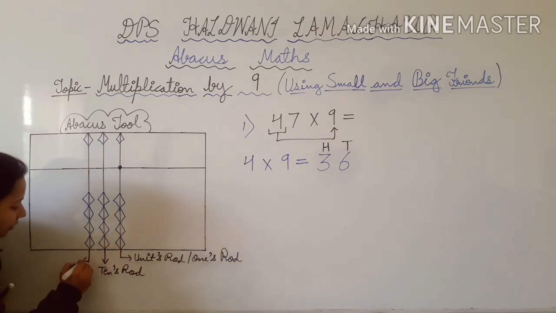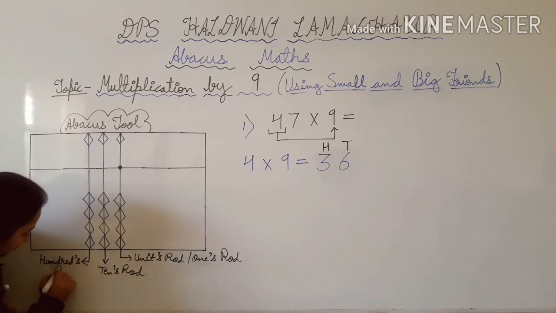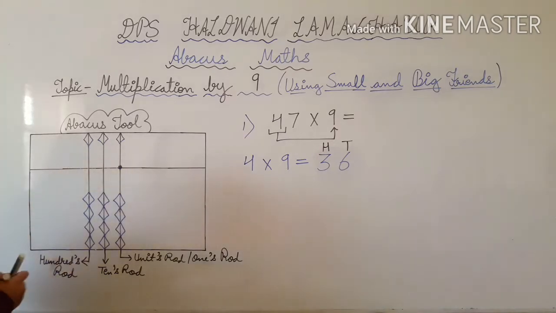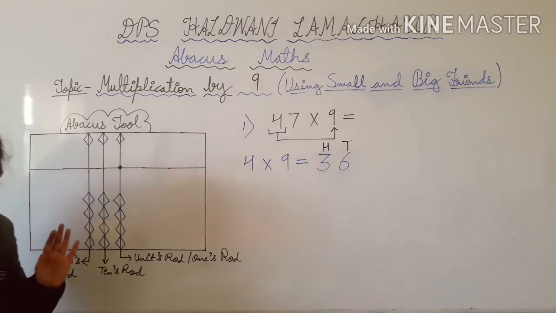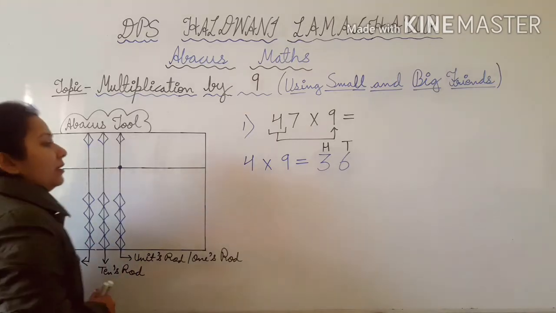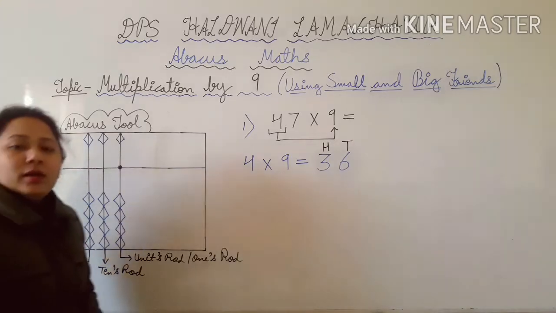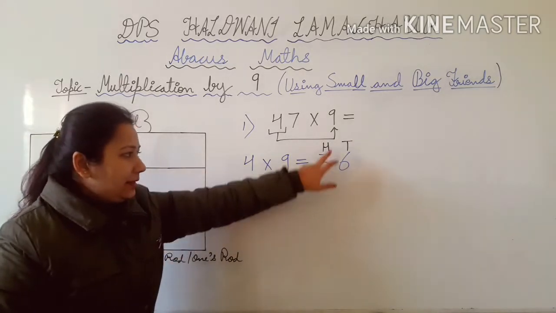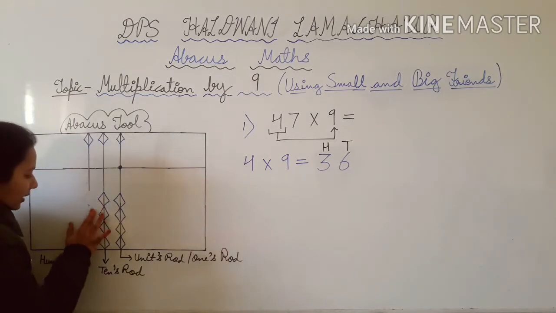Now the last rod is called hundreds rod. Beside the hundreds rod, there is the thousand rod. We are not using that rod this time. So 36 we have to put in this abacus tool. Now first of all put 3 in hundreds rod. Now 3 means put the 3 beads up.